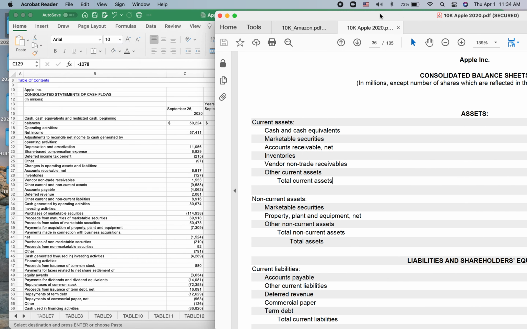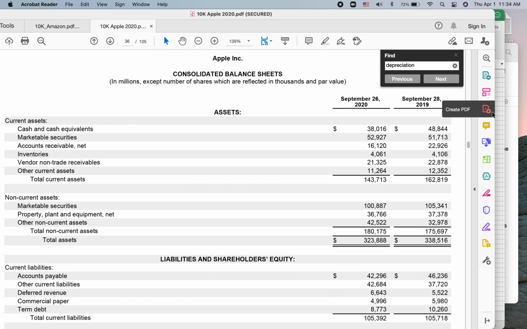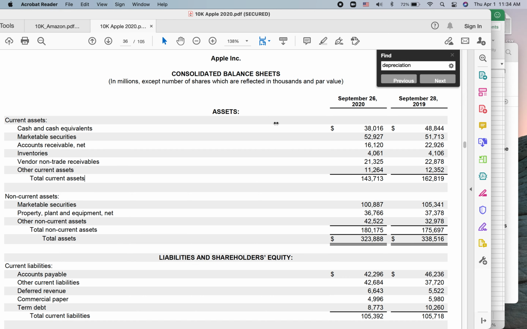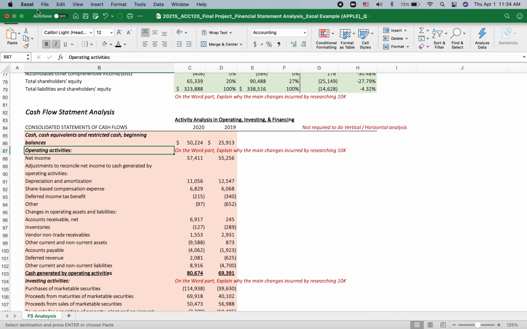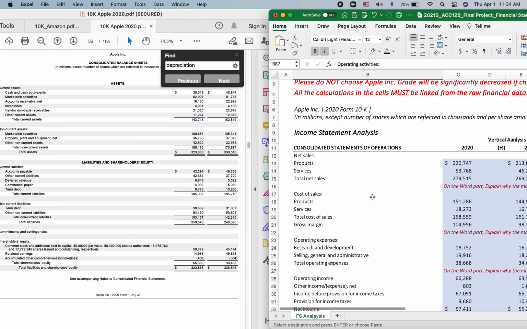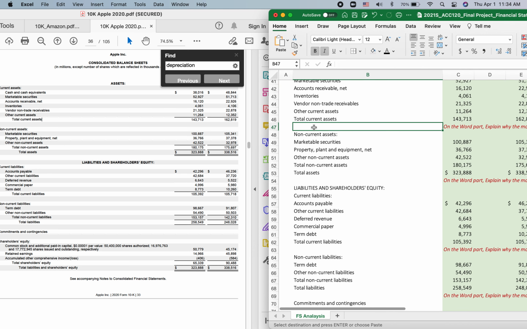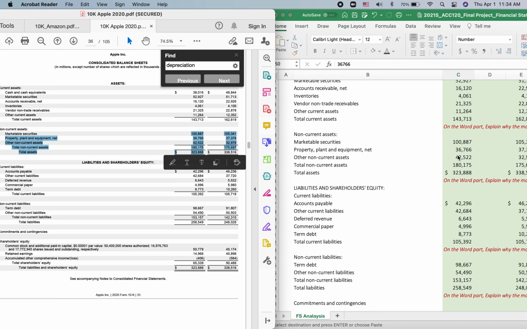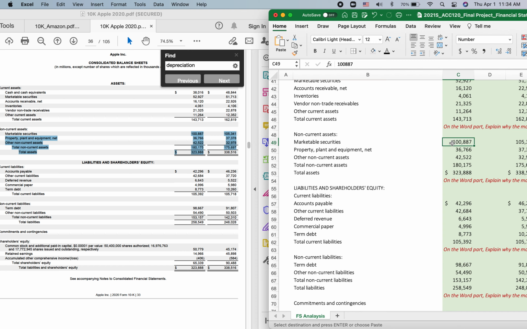You can also type down these numbers by allocating them like this, and you can just type down all these numbers manually. Doesn't matter, okay? As long as you put in the right numbers. Then I typed it down, and as you can see, this number is exactly the same as this, because the PDF version and the Excel version provided by the company have exactly the same numbers, right? So it doesn't matter which way you use.